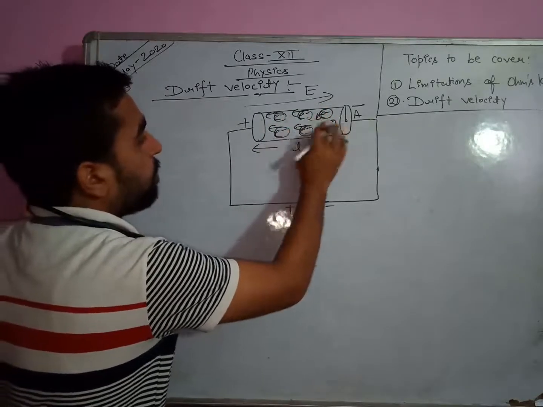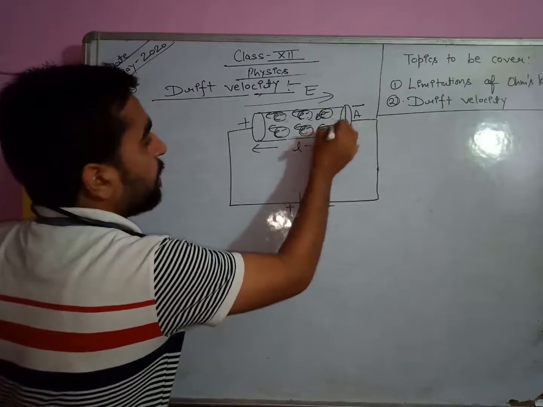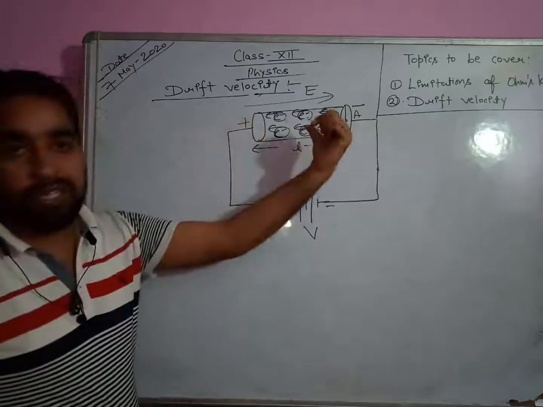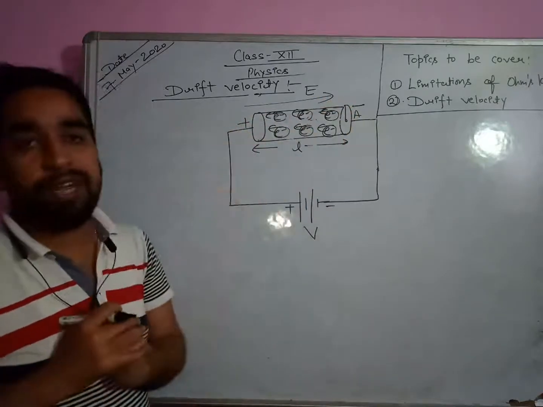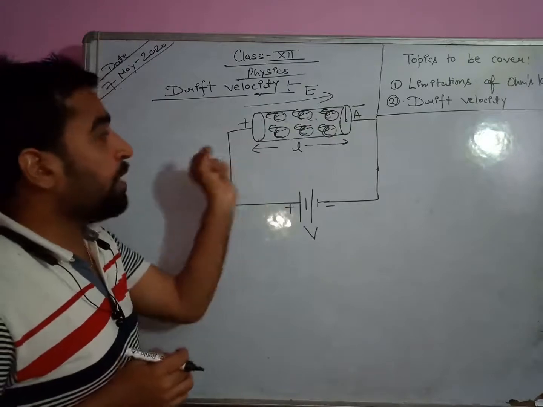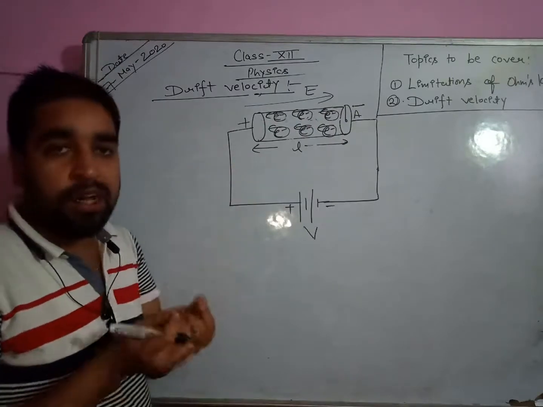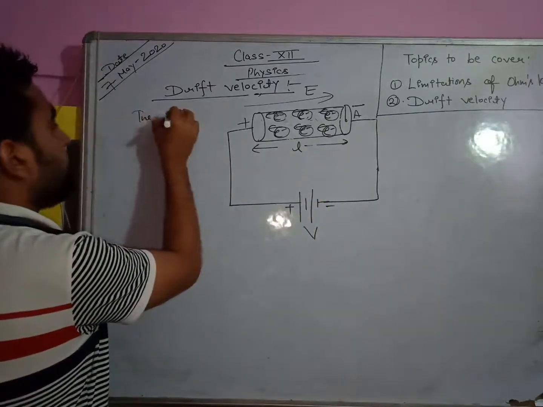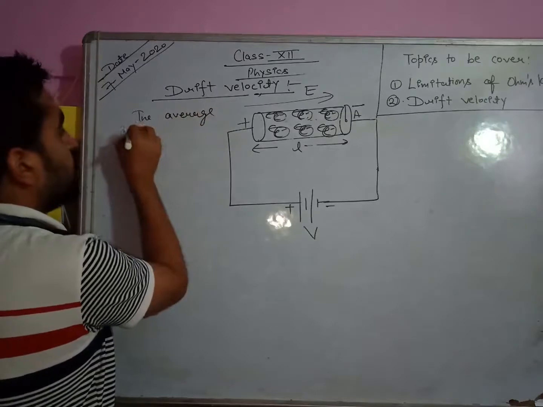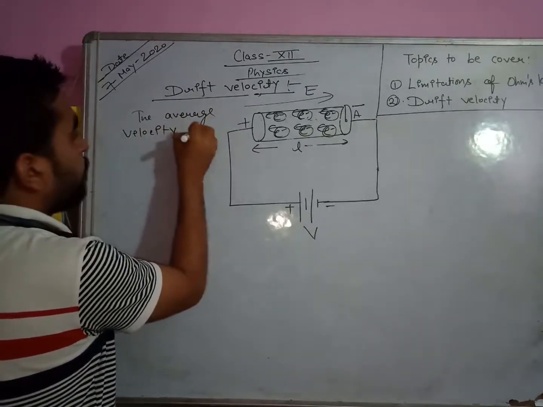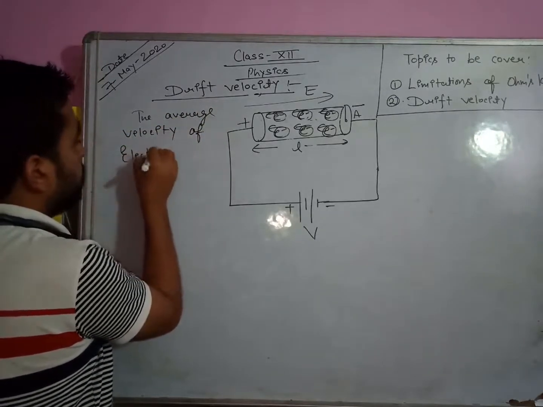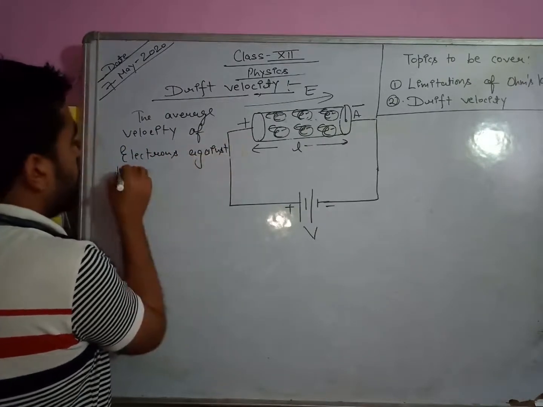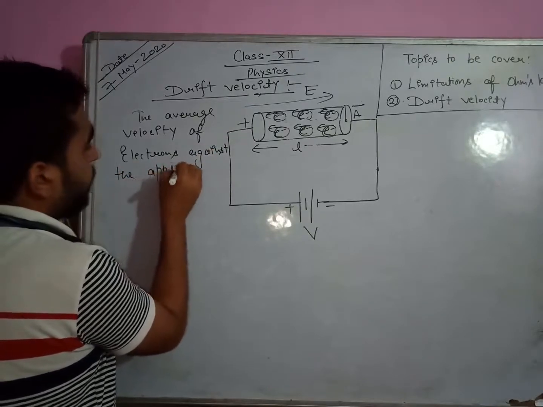Earlier, due to thermal motion, the electrons were moving in random directions. Now the electrons have got a specific direction. All these electrons are moving in a specific direction, and because of the movement of the electrons, there will be an origination of current. Now students, the average velocity of electrons against the applied electric field.